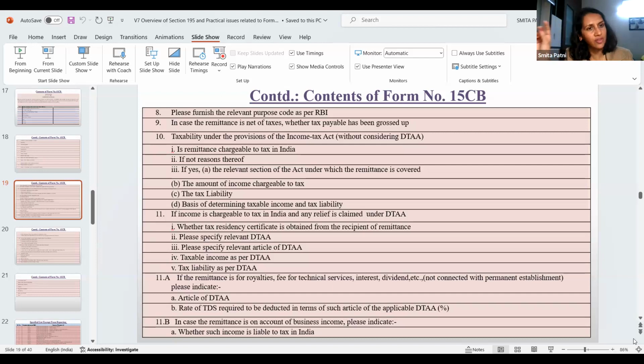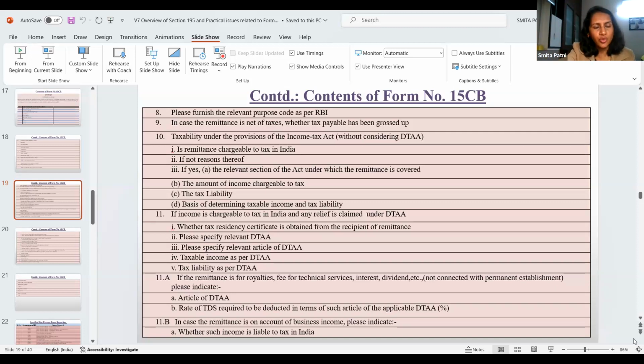If yes, give the relevant section where you are charging it, the taxability. It's a very small line, very few words are there. So you can write section 195 read with section 9, or wherever that clause falls, whatever the section is, you can mention the reference of the section. Amount of income chargeable to tax, you give the amount of income chargeable to tax. This is again 12,500. Tax liability 2,500 in the case of gross income. In the normal case, 10,000, tax liability will be 2,000.